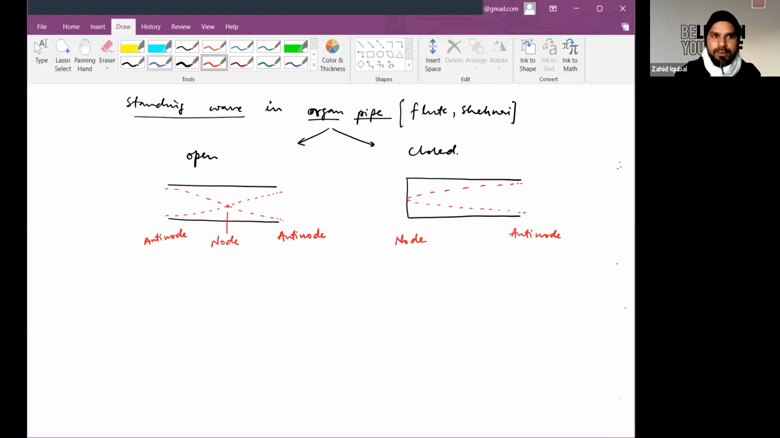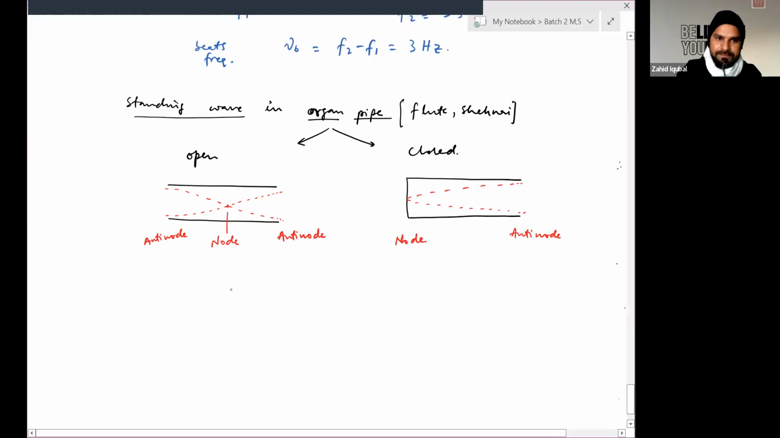So we have to calculate the frequency related to this standing wave. From this part, the length of this organ pipe will be equal to an integral multiple of lambda by 2. So lambda will be 2 times L divided by n. According to the formula, velocity is equal to lambda into frequency. So frequency will be equal to velocity by wavelength. If you substitute, you'll get n v divided by 2L, the frequency of the wave created in this particular open organ pipe.